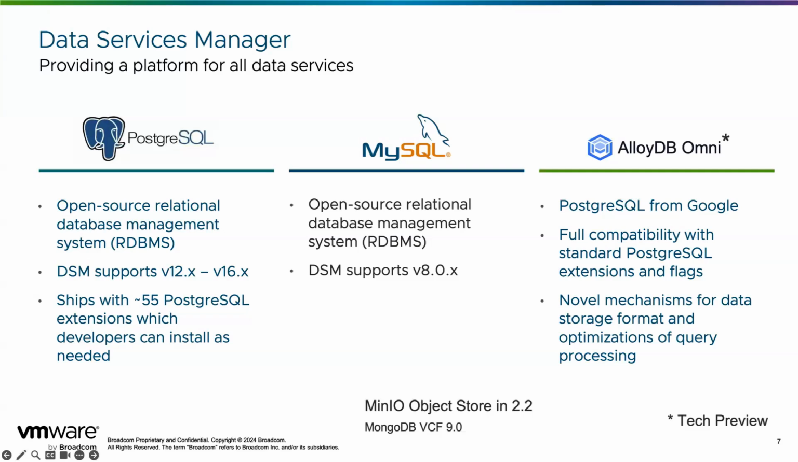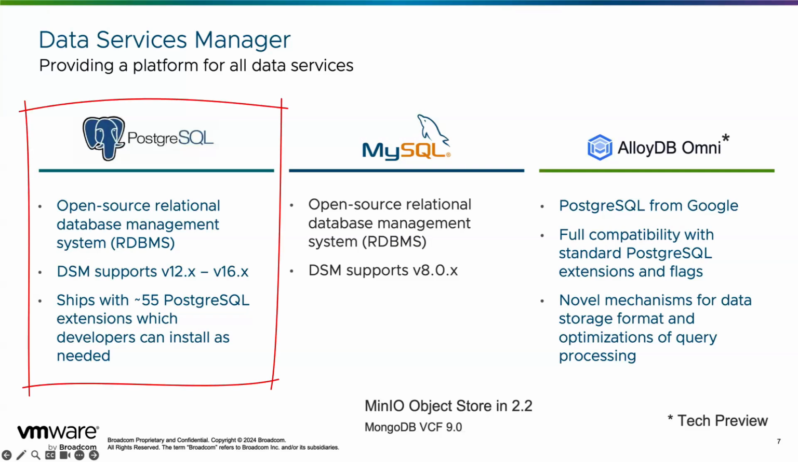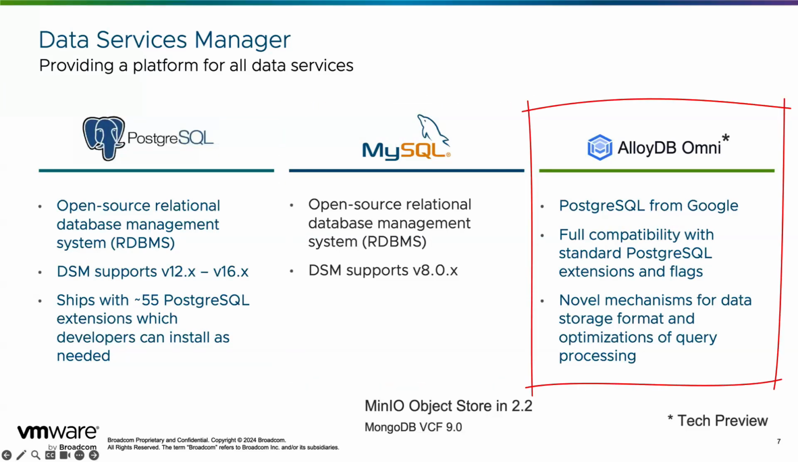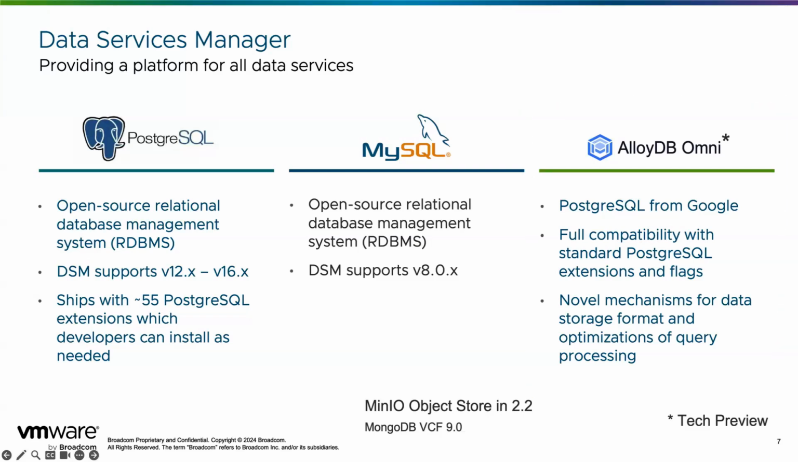At this point in time, if you look at PostgreSQL, we support version 12 and up. The data service configuration allows the application team to add this configuration as part of the specifications. Then for MySQL, we support version 8 and up. And in the case of AlloyDB Omni, basically what is it? It is the downloadable and deployable on-premises version of Google Cloud's AlloyDB. Currently, it is in tech preview. Soon, we will probably see it fully supported in production as part of DSM.